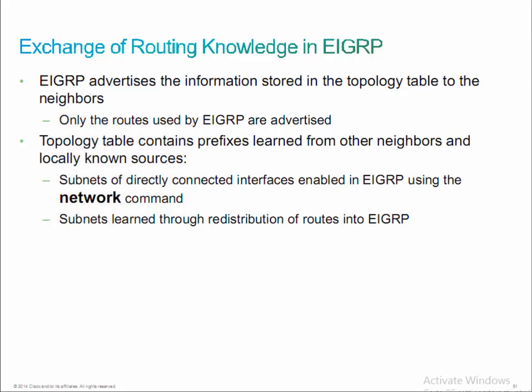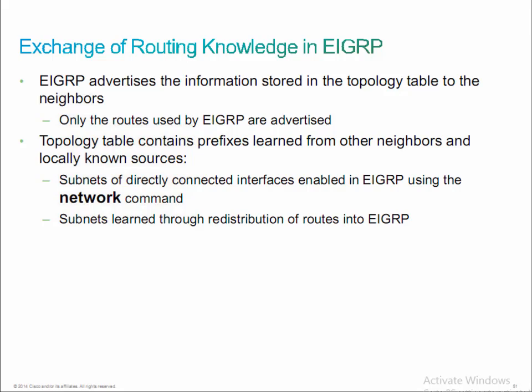So let me see what we have left in this particular section. As far as exchanging routing information, a couple of points that they make here. Only the routes used by EIGRP are advertised, meaning that basically only the interfaces or the networks that are included in the EIGRP process get advertised. We're not going to advertise connected routes unless they're part of EIGRP. We're not going to advertise static routes unless they're redistributed into the EIGRP process.